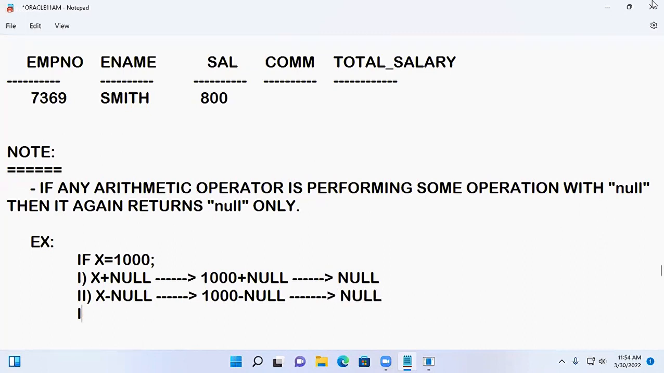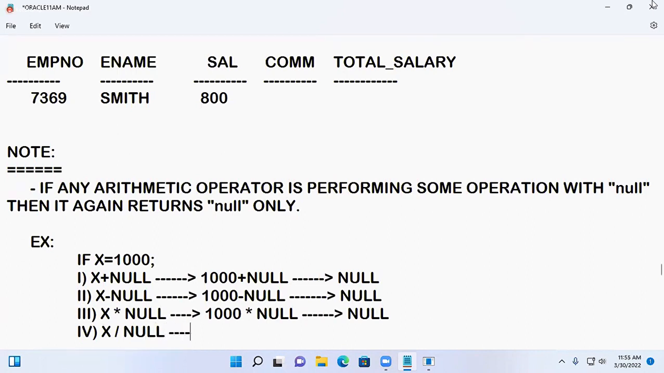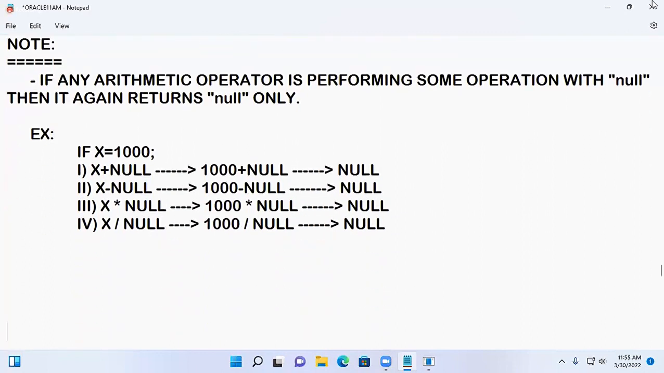In the third case, the arithmetic operator X into null. So X into null means I'm substituting 1000 into null, so it again returns null only. And the fourth operation, X divided by null. When I pass my X value 1000 by null, it finally returns null only. So what do you understand here? If any arithmetic operator performs some operation with a null, it again returns null.